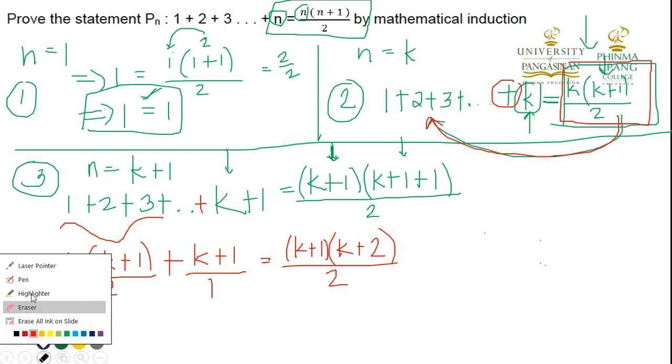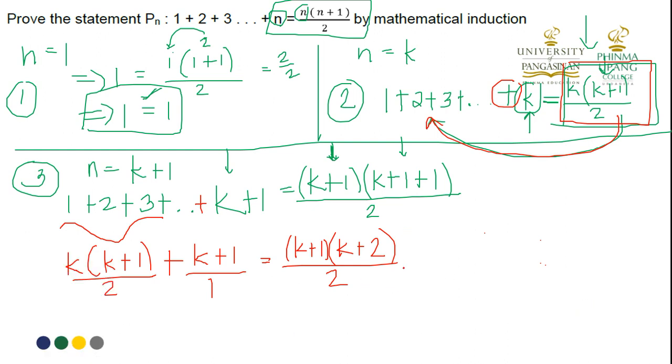What is our LCD here? Sir, 2 po. Very good. The LCD is 2. So what is 2 divided by 2? 1. Times k, times the numerator as it is, right? Now, we're going to distribute. What is k times k?